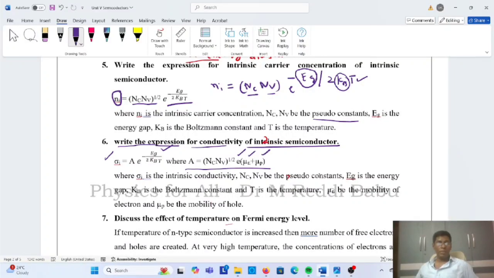In that equation, as we already discussed just now, Eg is the energy gap, Kb is the Boltzmann constant, T is the temperature, and mu n and mu p belong to the mobility of the electron and the mobility of the hole. This question is also important. Then coming to another question.